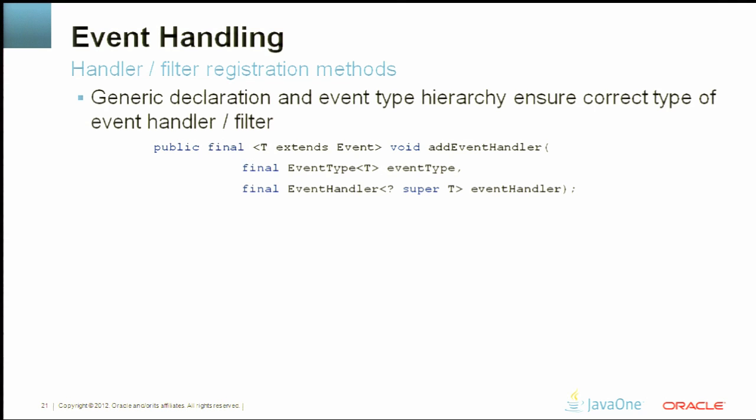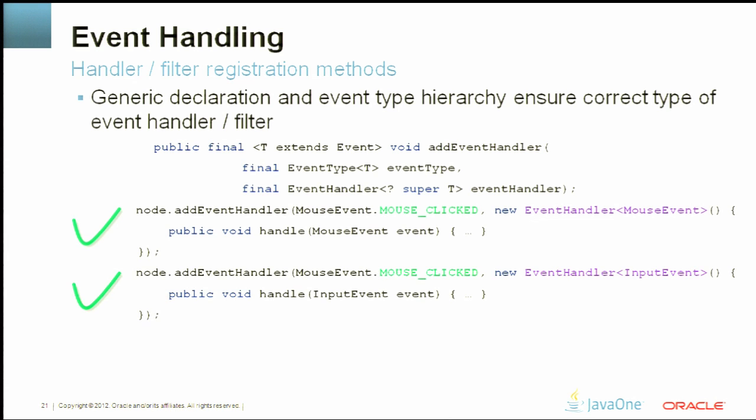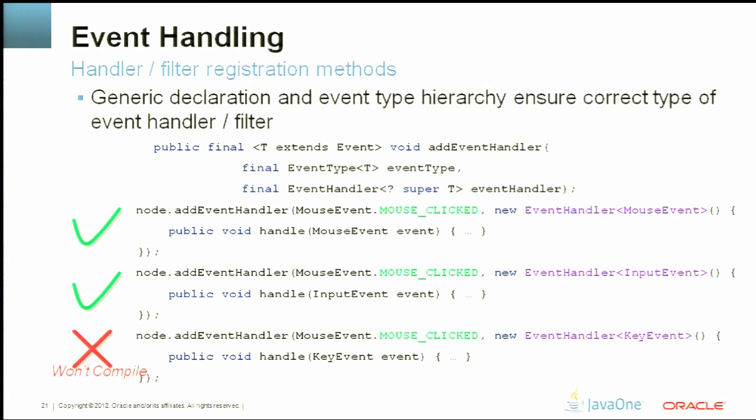Okay, so here's the declaration of the addEventHandler method. You see that it's generic, so it ensures that you cannot use an incorrect type of event handler. So you can add an event handler for mouse clicked. You can add an event handler which takes MouseEvent, or you can add an event handler which takes InputEvent, but you cannot add an event handler which takes KeyEvent because this wouldn't compile.